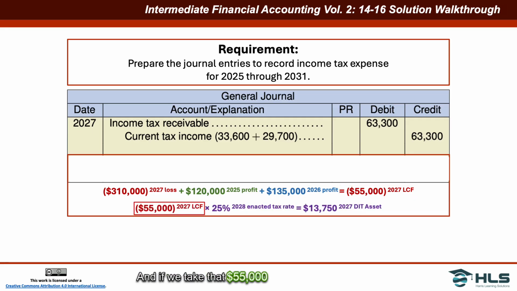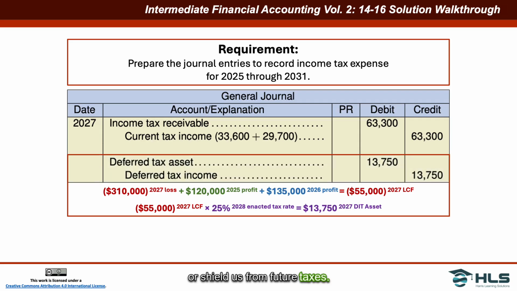And if we take that $55,000 2027 loss carryforward and multiply by the 25% 2028 enacted tax rate, remember, we know what the tax rates are in advance here, that results in a $13,750 2027 deferred tax asset. This is an asset because the loss that's carried forward will provide future deductibility, or shield us from future taxes. Therefore, the company will debit a deferred tax asset and credit deferred tax income for $13,750.